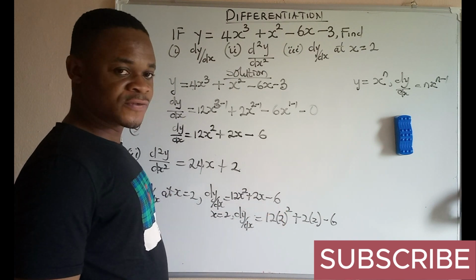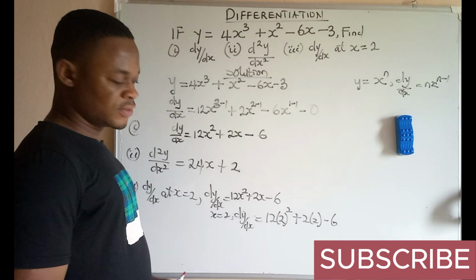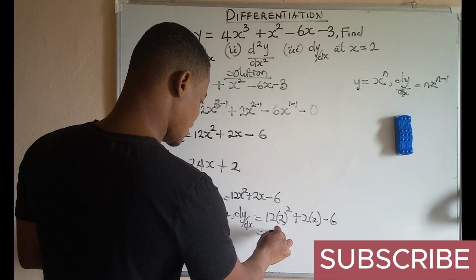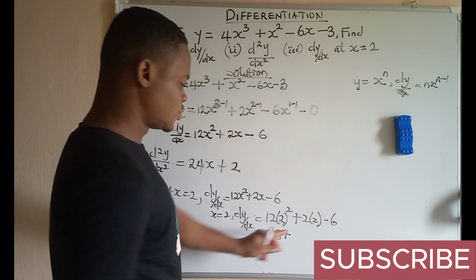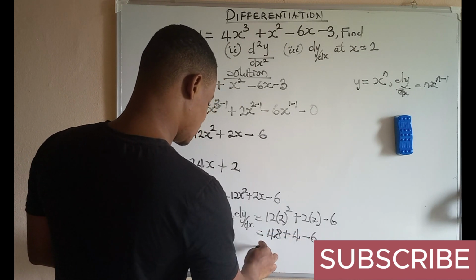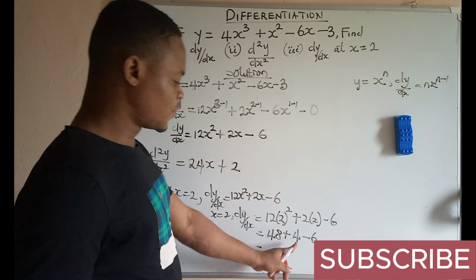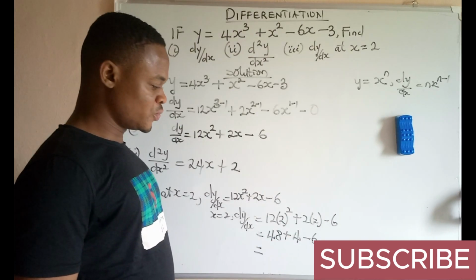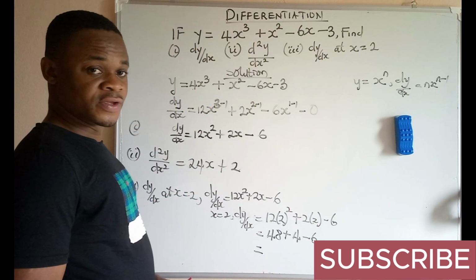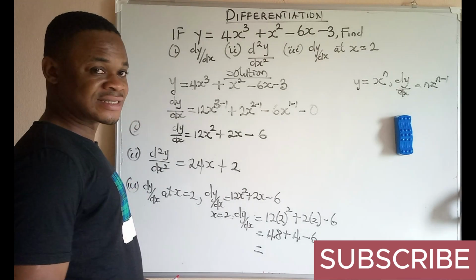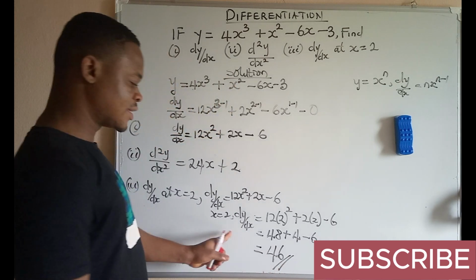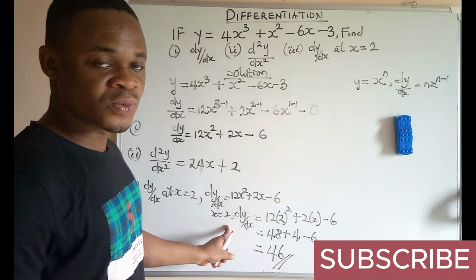2 raised to the power 2 will give us 4, and 4 times 12 will give us 48. So we have 48 plus 2 times 2, which is 4, minus 6. And this will be equal to 48 plus 4, which is 52. And 52 minus 6 will give us 46. So we have 46 as the value of dy/dx where x is equal to 2.